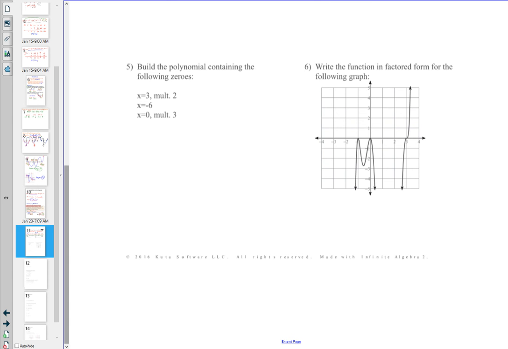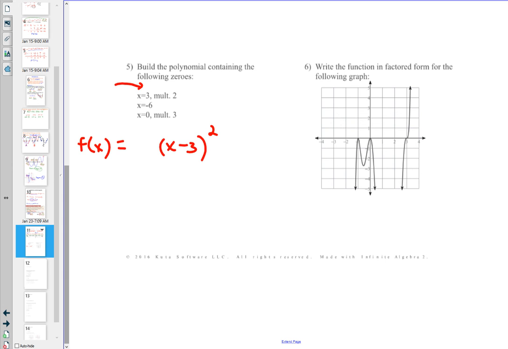Build a polynomial containing the following zeros. Now, I wish it would have said polynomial function, but let's make it a function anyways. If I were to have a 0 at 3, what factor could that have come from? Yeah, it doesn't necessarily have to come from it, but it very well could come from x minus 3. And if it has a multiplicity of 2, second power.